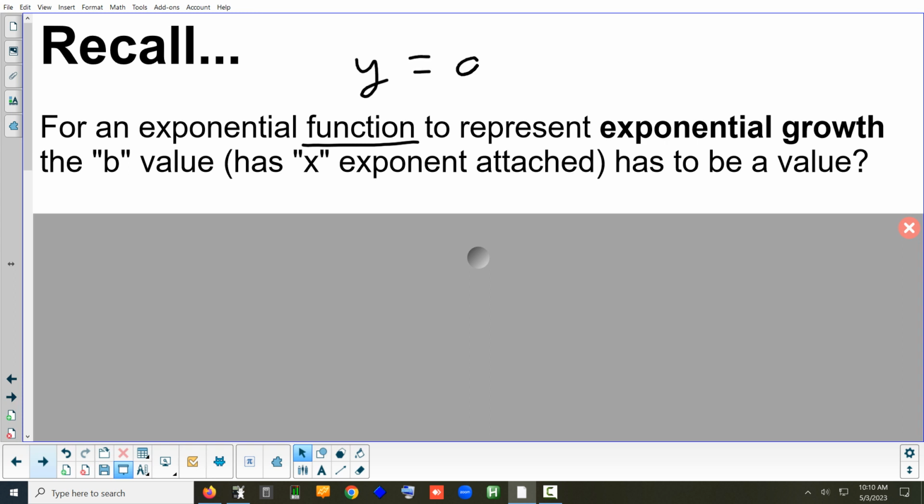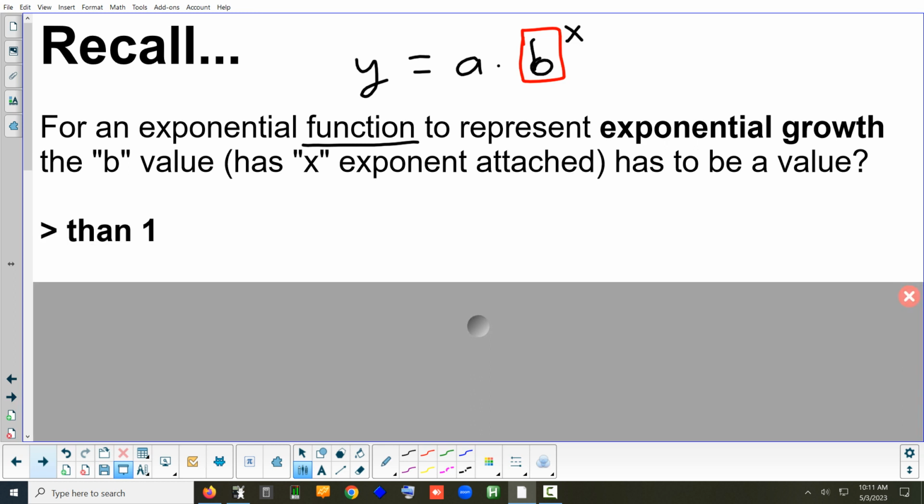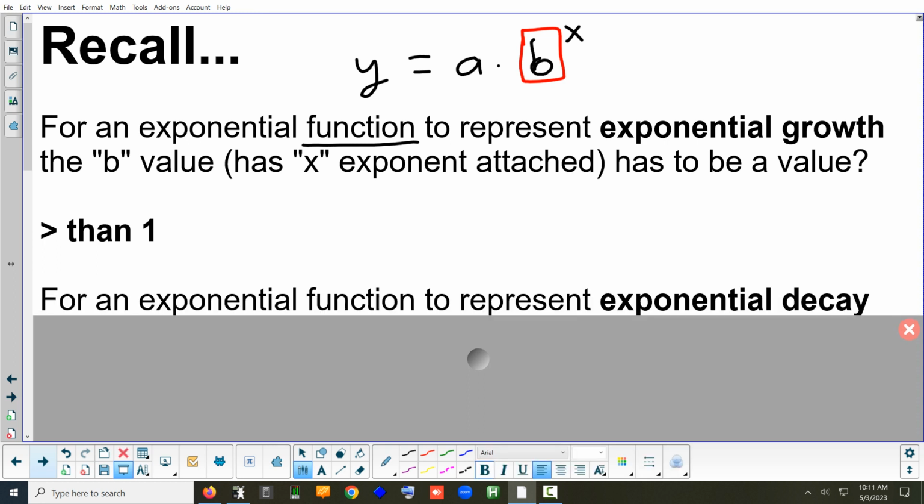And what I'm asking you is, what kind of number has to be in that red box if you're going to have a function that's growth? A number that's bigger than 1. It's got to be bigger than 1. If you put a number that's greater than 1, that's what goes in the blanks, there's 2 of them, that's greater than, then you already have the word than written, and then fill in a 1.